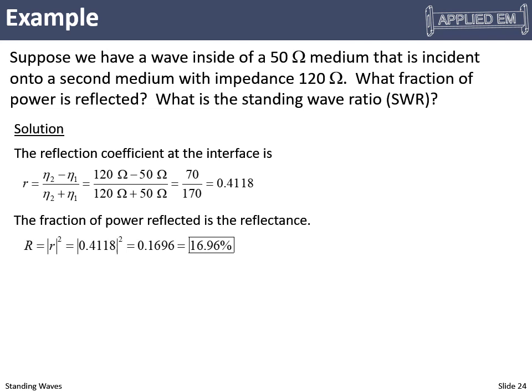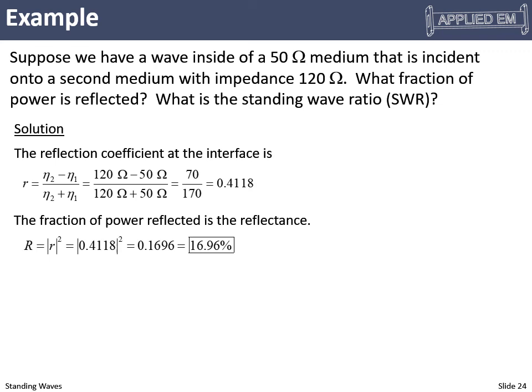So to determine the fraction of power reflected, that's the reflectance. It's the magnitude of the reflection coefficient squared. So we square the 0.4118 and we get 0.1696. That is about 17%. So we get a 17% power reflection at that interface. So now we have this backward wave that's considerably smaller than the applied wave, but definitely not insignificant.